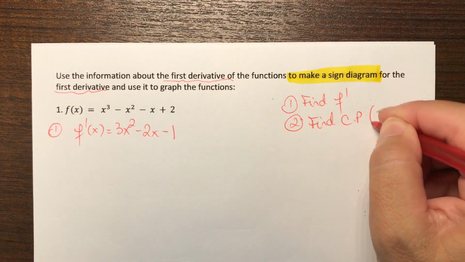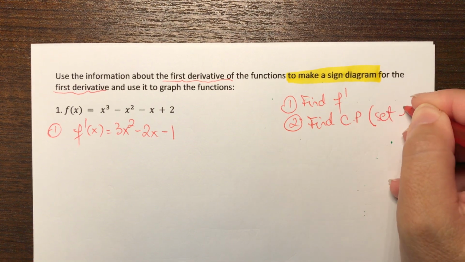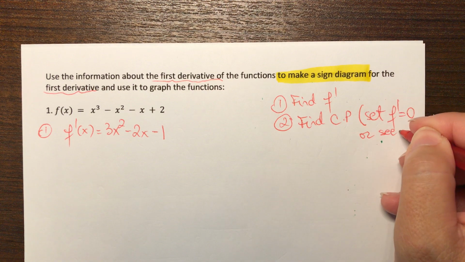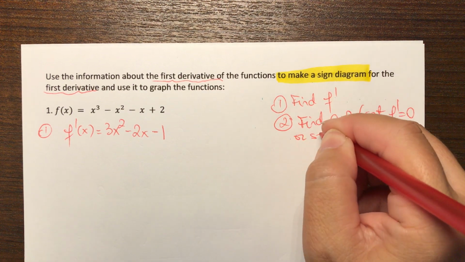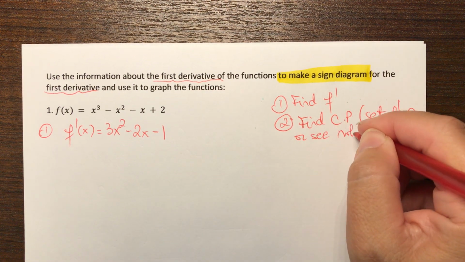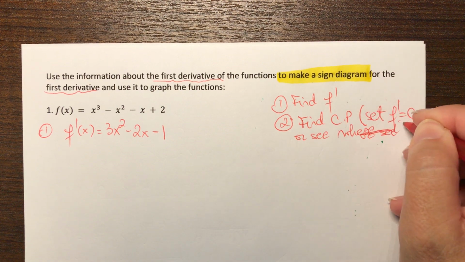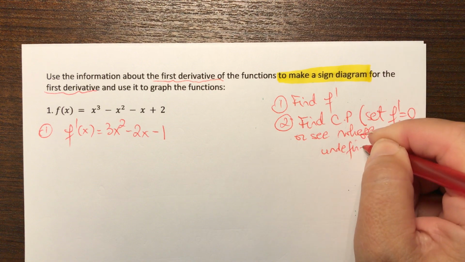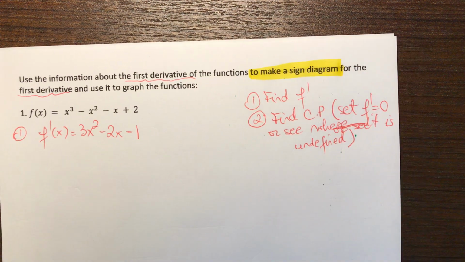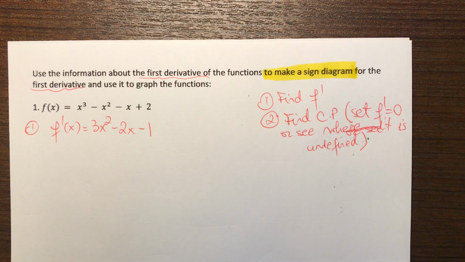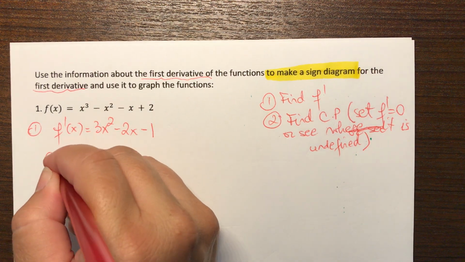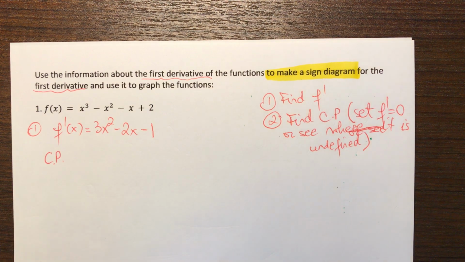How do you find critical points? Set the first derivative equal to 0 or see where it is undefined. And again, it becomes undefined if you ever have a fraction with x's on the bottom, yes? So we already did this, and we already found the critical points. You're finding the critical numbers first.